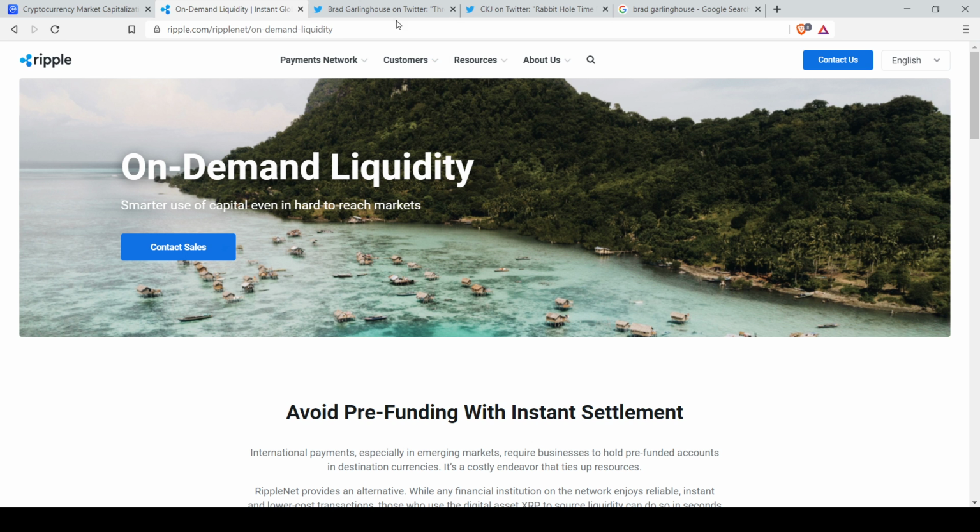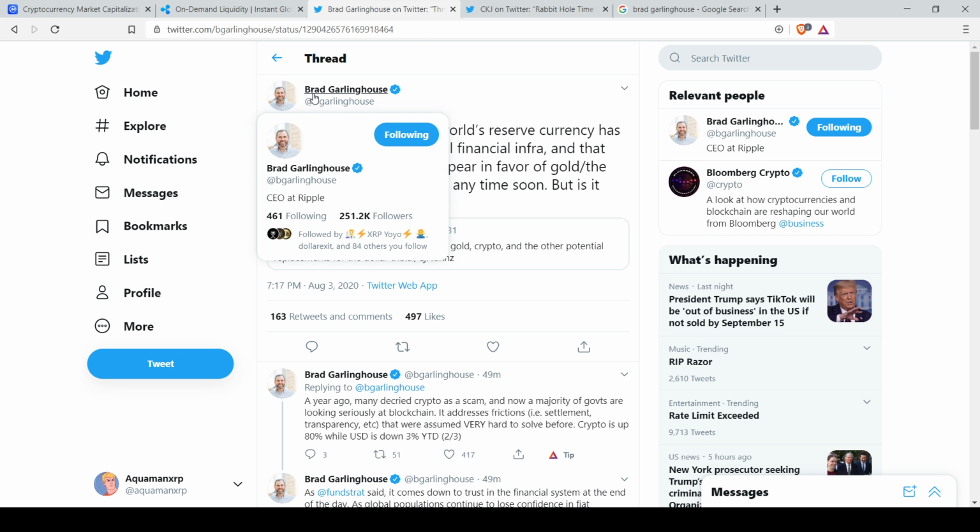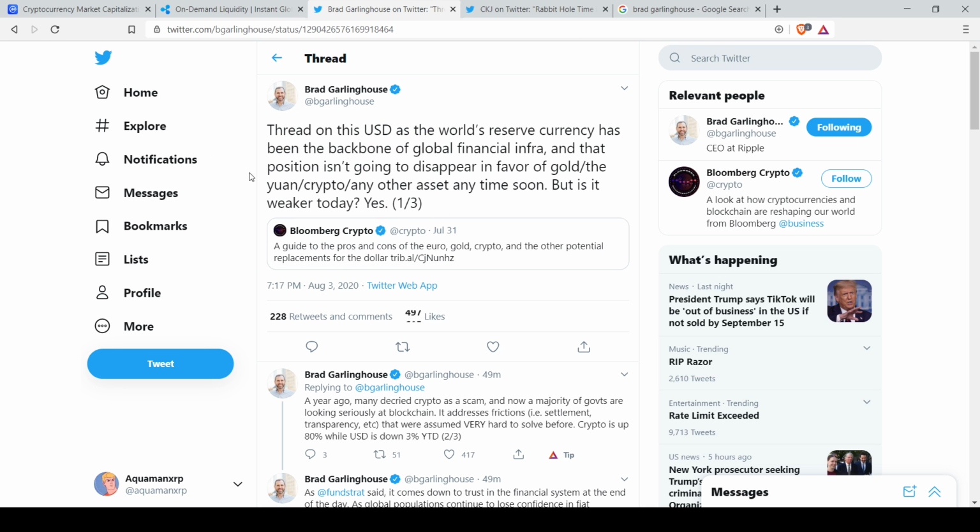So besides that, I wanted to show you guys something. So I'm here on Twitter, and Brad Garlinghouse, if you don't know who that is, the CEO of Ripple. He tweeted this. Thread on this: USD as the world reserve currency has been the backbone of global financial infra, and that position isn't going to disappear in favor of gold and the yuan, crypto, any other asset anytime soon. But is it weaker today? Yes. So he's kind of making a statement here.